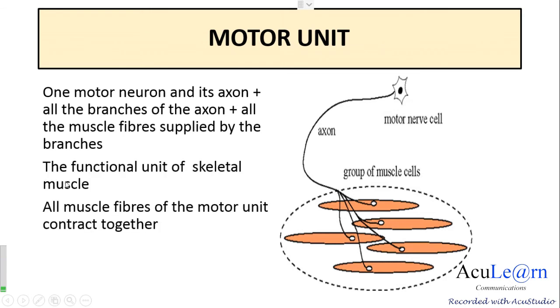The motor unit is the functional unit of skeletal muscle contraction in the intact body, and all muscle fibers of the motor unit contract together. So this branching structure allows a single motor neuron to control many muscle fibers at a time.